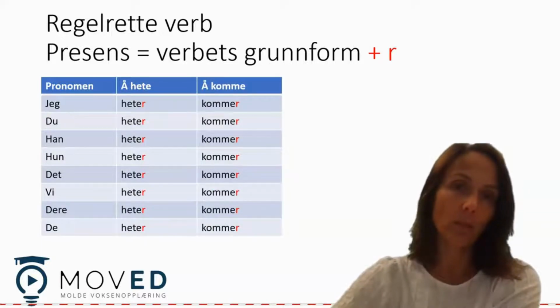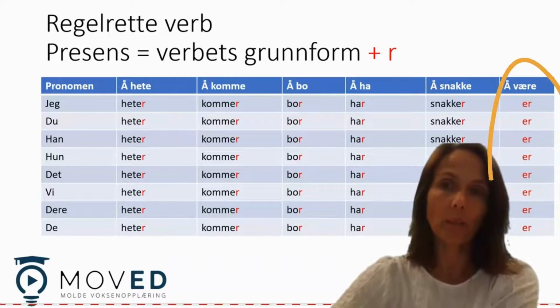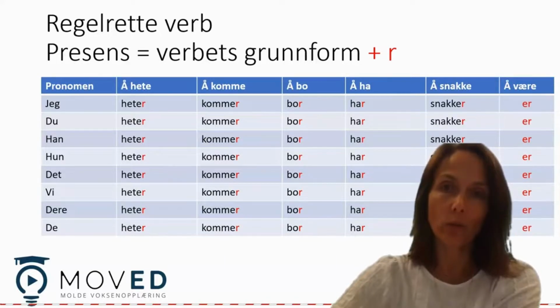The same thing about å komme. You just add the R. One of the verbs that differ from this is å være, which means to be. In Norwegian present tense, it's er. This means that this is an irregular verb.